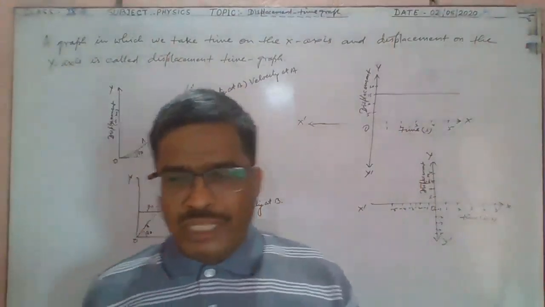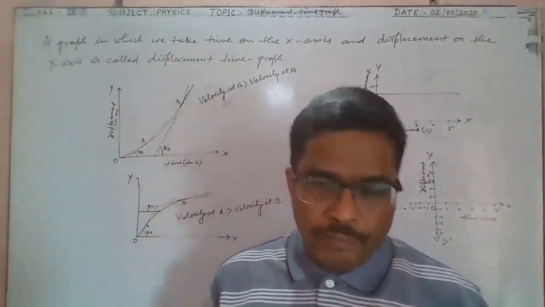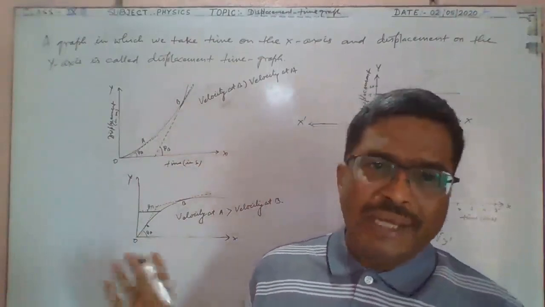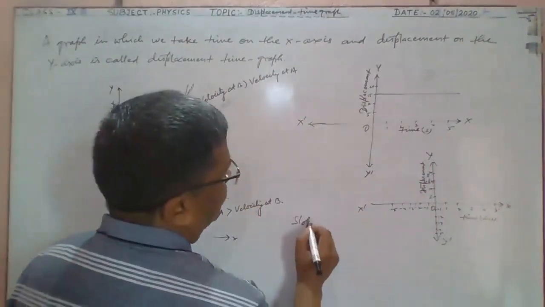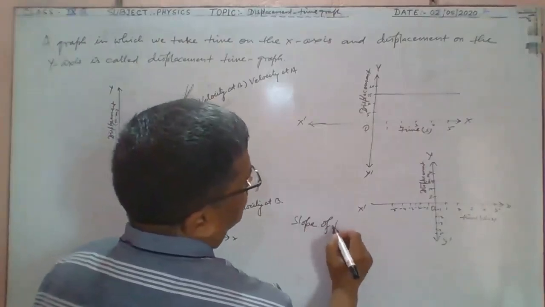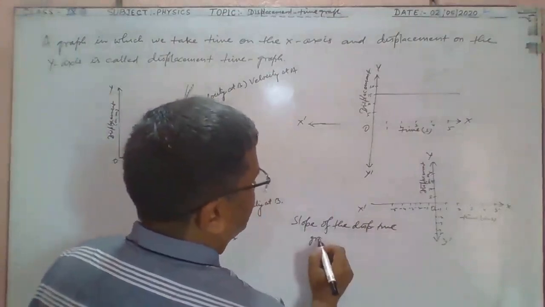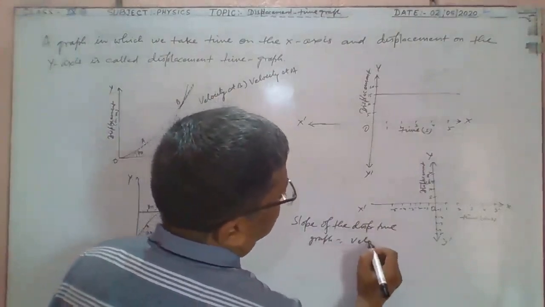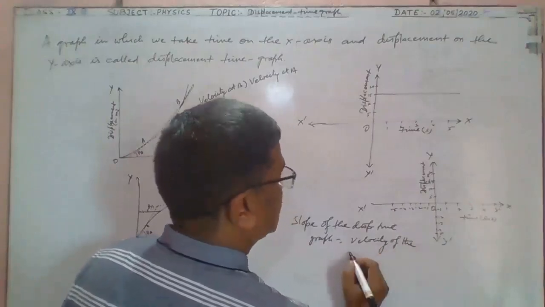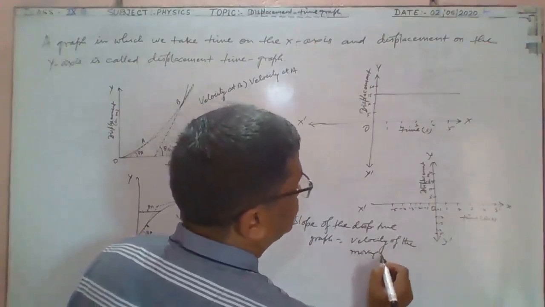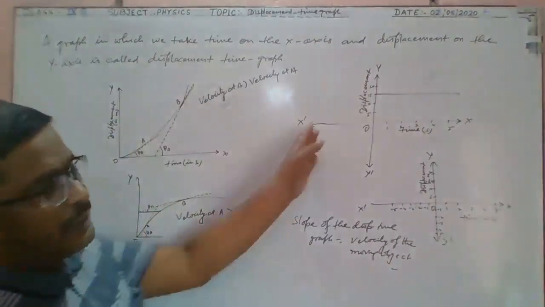From previous knowledge, you can say what you get from the slope of the displacement-time graph. No doubt, the slope of the displacement-time graph will give the information about the velocity of the moving object. Now we discuss that.